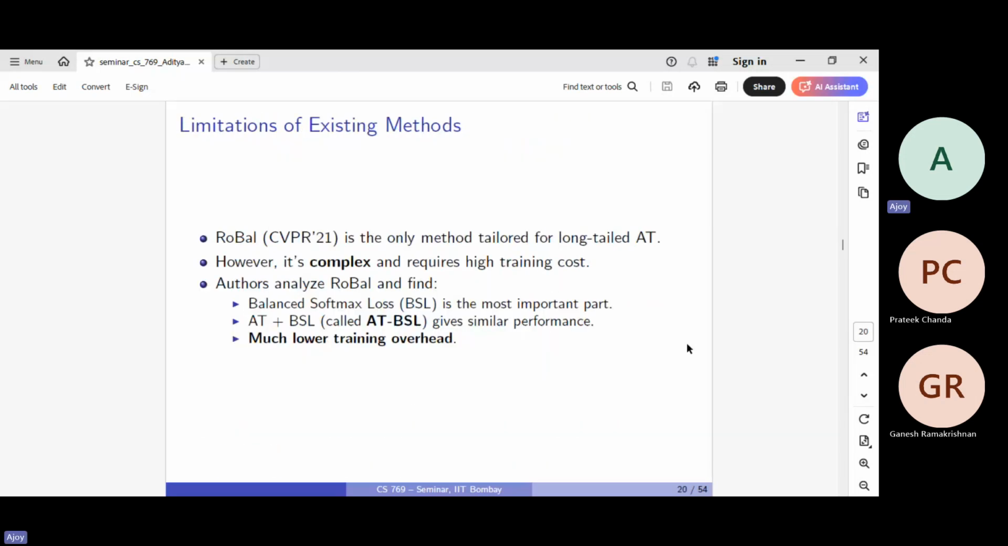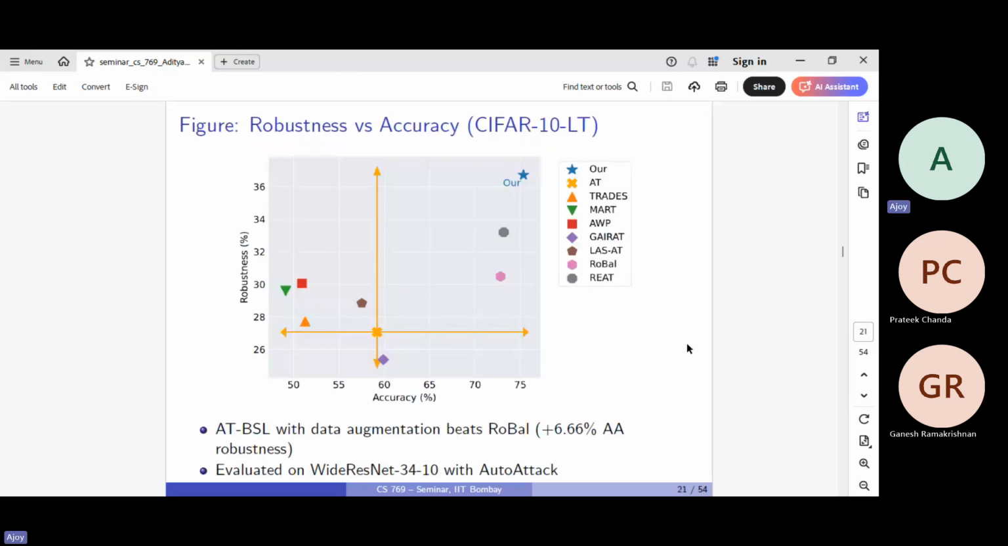So the normal softmax, we just have weightage on it. So from the paper, the authors formulated a loss function which combines the balanced softmax loss along with data augmentation, and they got a very good accuracy and proper robustness as compared to the original RoBal, which is over here, and the one that they got is labeled in the form of a star. So this was, go back one.